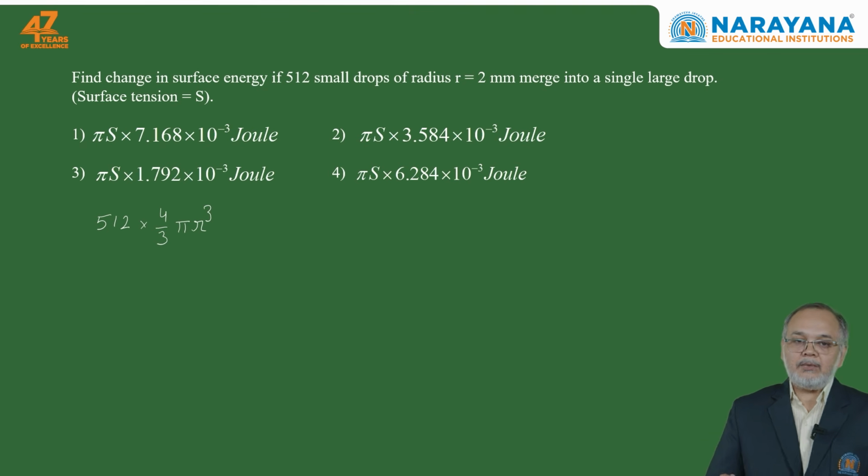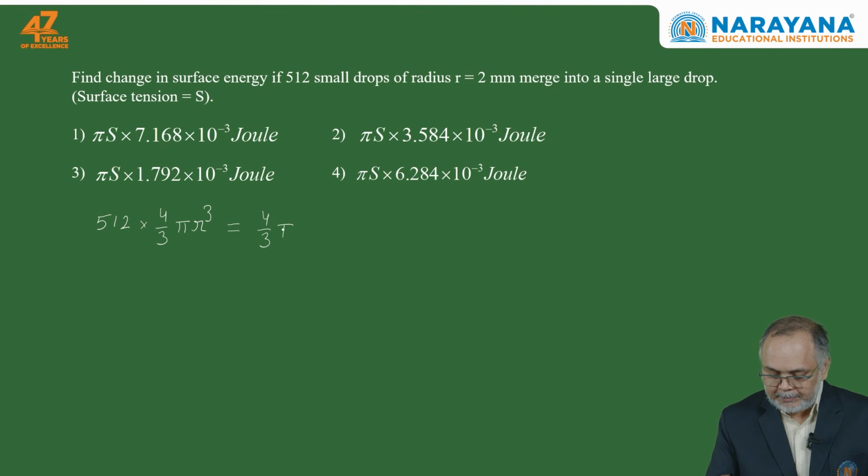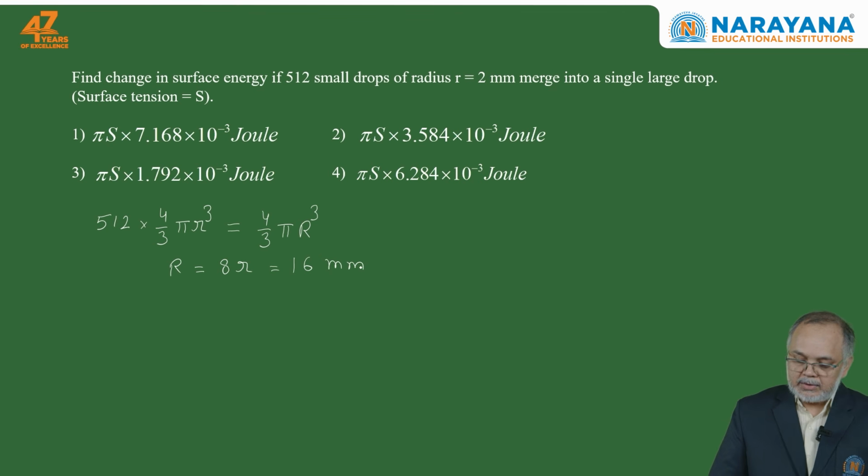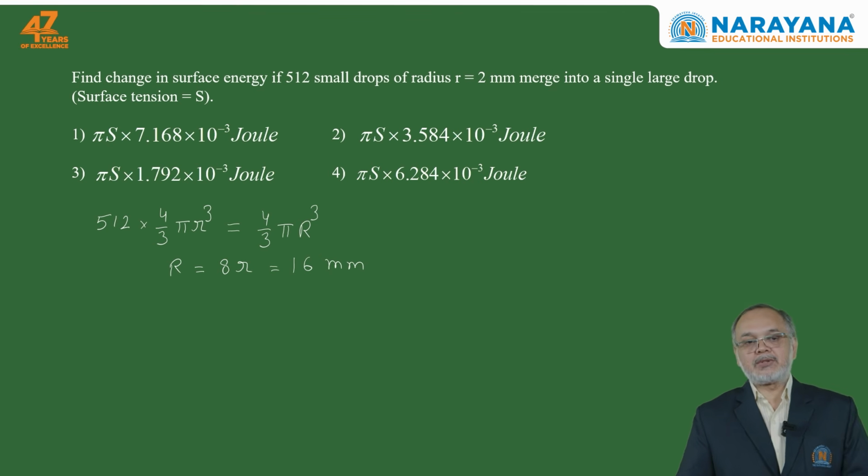Now the final volume I can write here, this will be equal to 4 by 3 pi capital R cube, and here capital R is the radius of the large drop. So from here we'll get the result: R is equal to 8 small r, and small r is 2 millimeter. So this is equal to 16 millimeter. So this is the radius of the large drop.